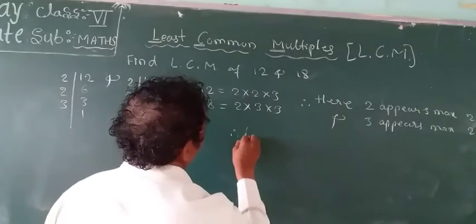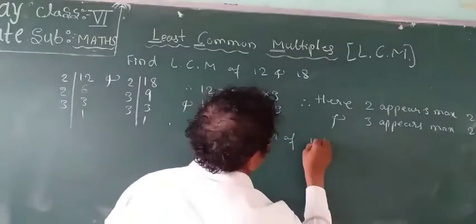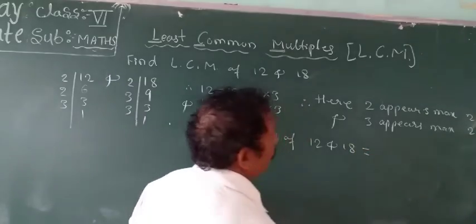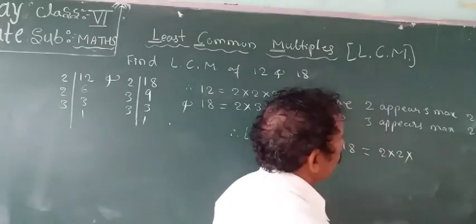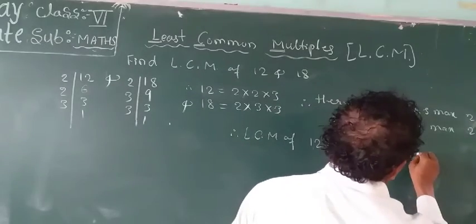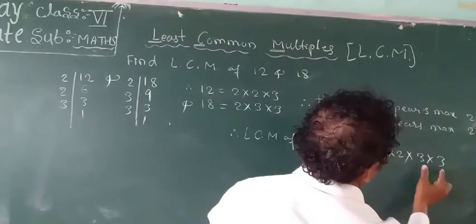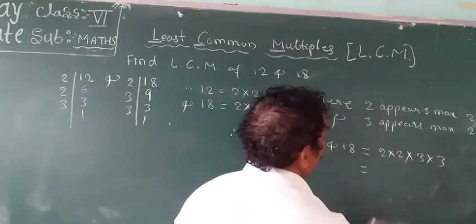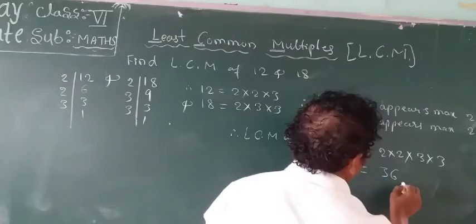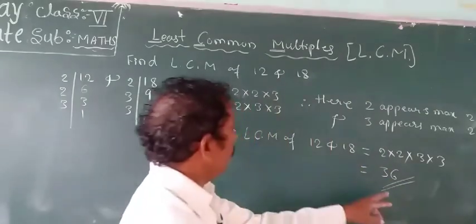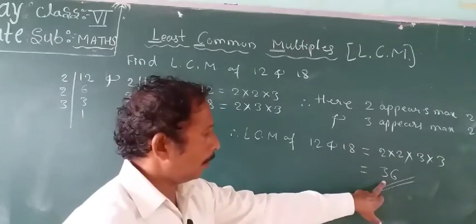Therefore, LCM of 12 and 18 is equal to 2 into 2 into 3 into 3. 2 times 2, 2 times 3. That is equal to 2 2s are 4, 4 3s are 12, 12 3s are 36. Therefore, LCM of 12 and 18 is 36.